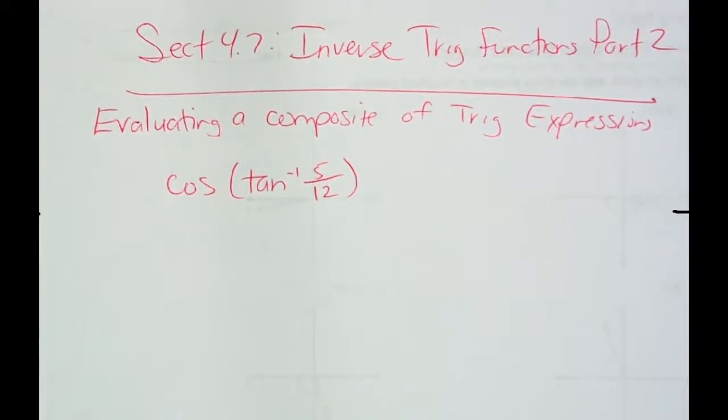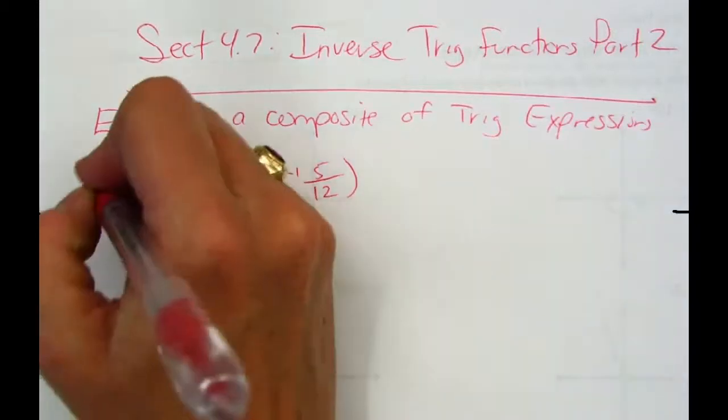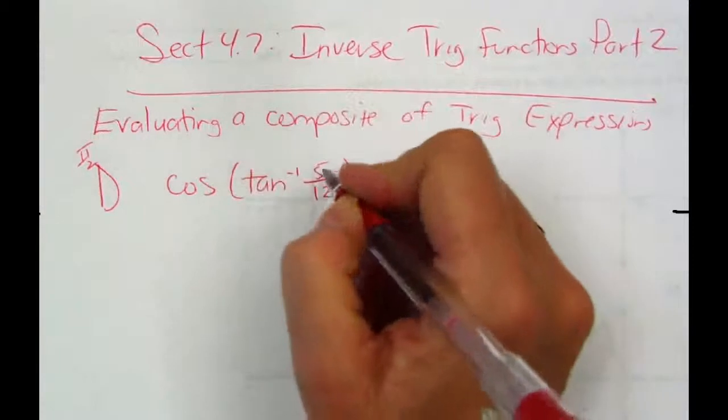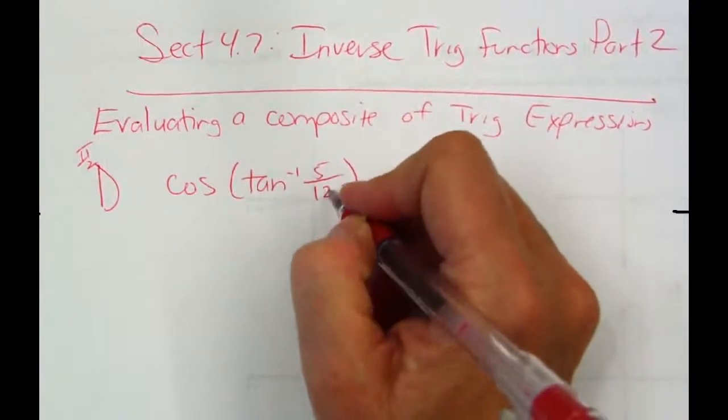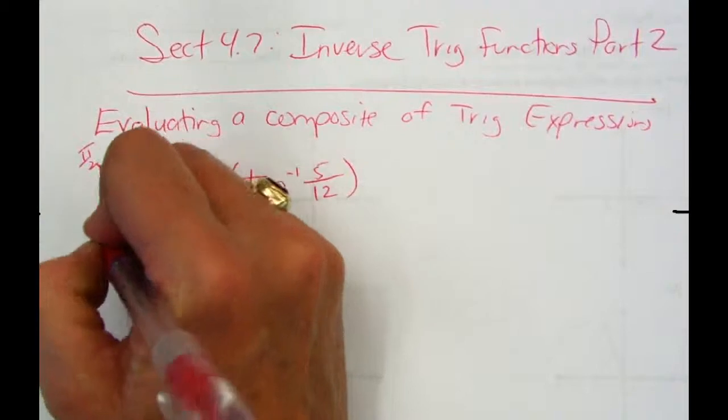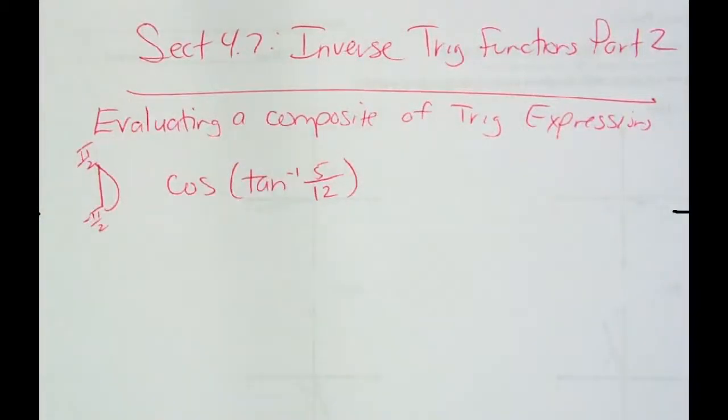So we have a composite of functions. We're supposed to do the inverse tangent first. For inverse tangent, the ratio is opposite over adjacent. What I'm looking for is the theta answer, so my theta has to be between pi over 2 and negative pi over 2. No calculators.